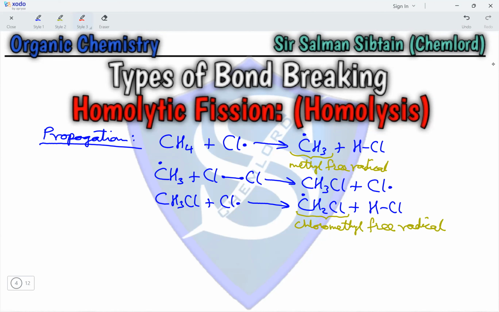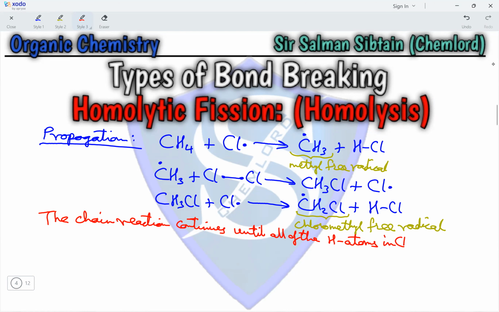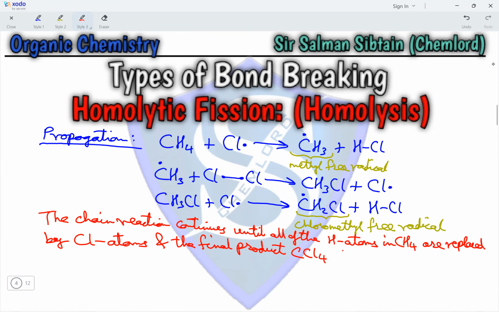atoms. So we can actually write that the chain reaction continues until all of the hydrogen atoms in CH4 are replaced by chlorine atoms, and the final product CCl4 forms.